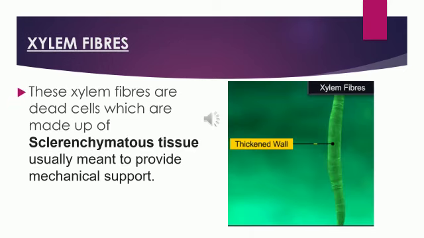Next, coming to xylem fibers. These xylem fibers are dead cells which are made up of sclerenchymatous tissue. Usually, it is meant to provide mechanical support. That is the reason trees and plants can withstand rain and wind. In the picture you can see how xylem fibers look like. It has a thick wall. Clear, children? It is made up of dead cells, which is usually meant for mechanical support.